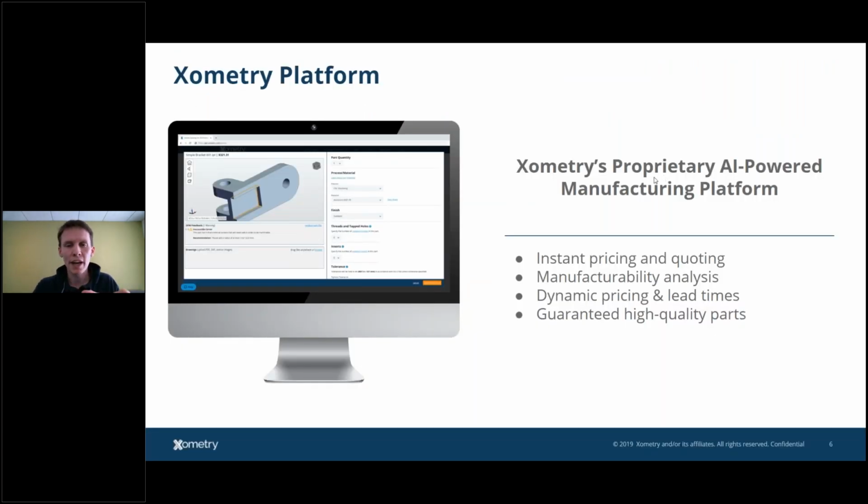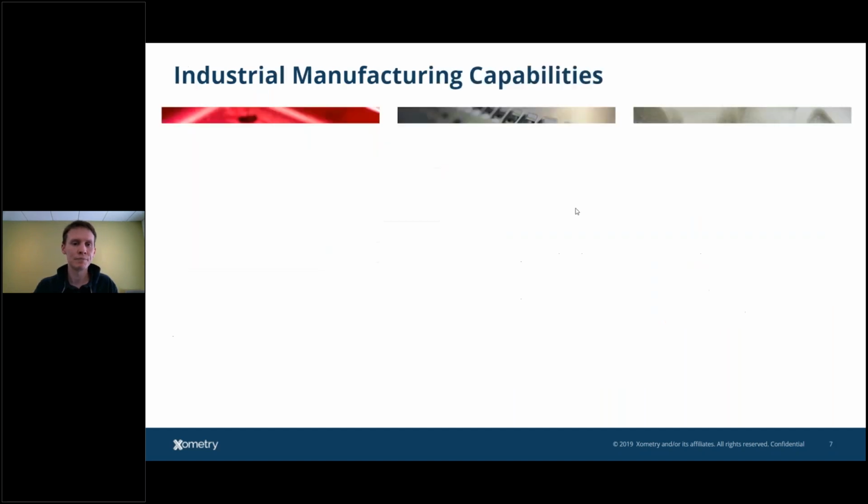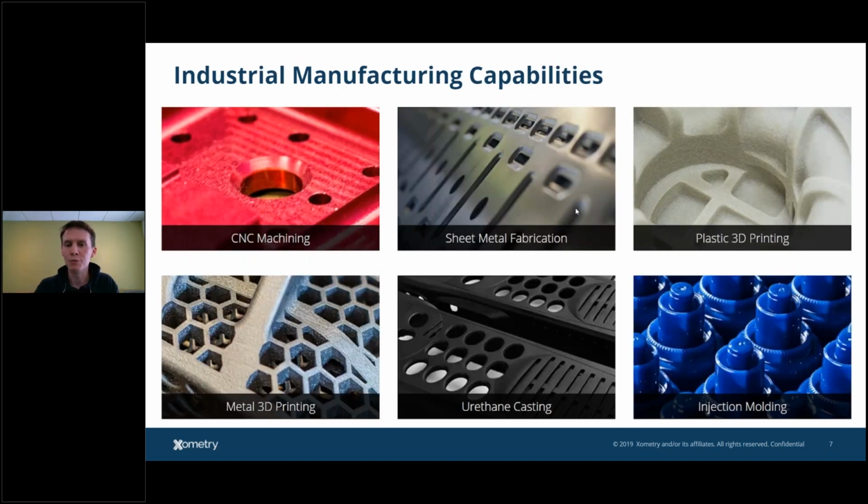And again, that was our platform. All that pricing, all those lead times, that's AI powered, and it's actually based off the manufacturing feedback that comes from our network. So this is actually a real market value for parts. It's not just looking at where it's located, and again, it's not that local. It's actually looking at it from this domestic marketplace. What's the best value for this part? So we offer CNC machining, sheet metal, plastic 3D printing, metal 3D printing, urethane casting, and injection molding.